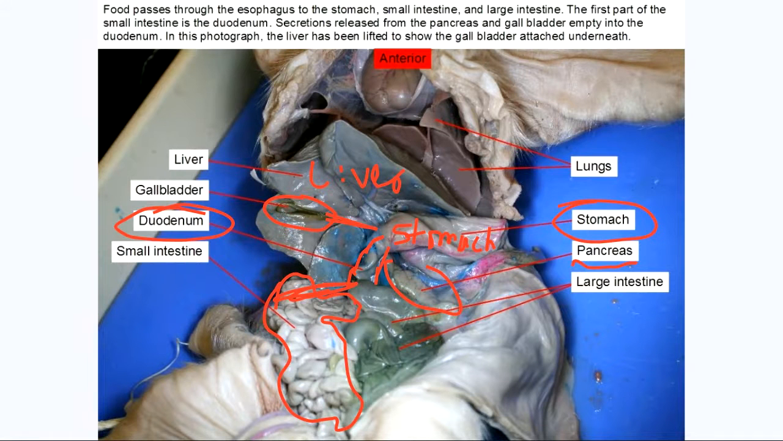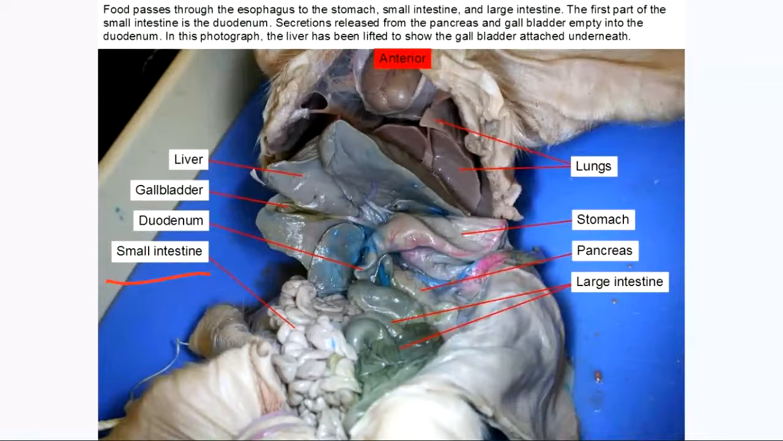All right, so also be able to identify small intestine versus large intestine. Okay, small intestine is actually longer, but it's thinner. And the large intestine is much, much thicker. Okay, so here it is. That's one portion. There's another portion here.